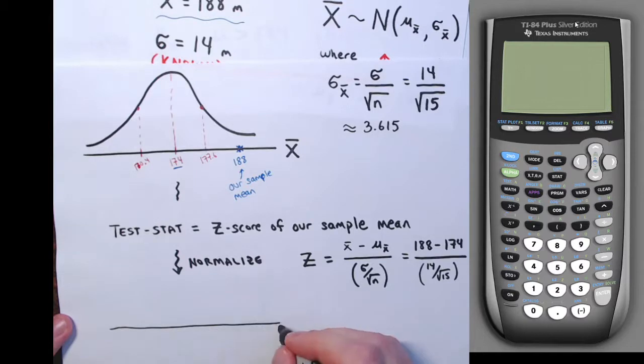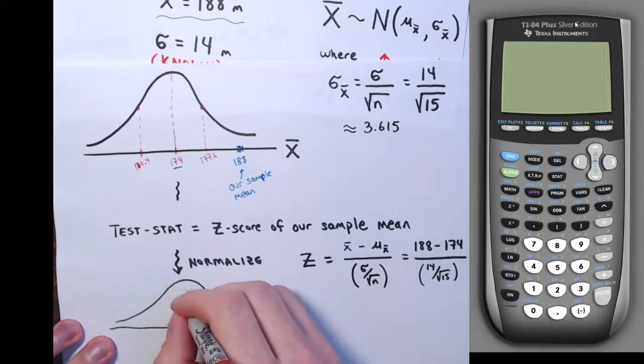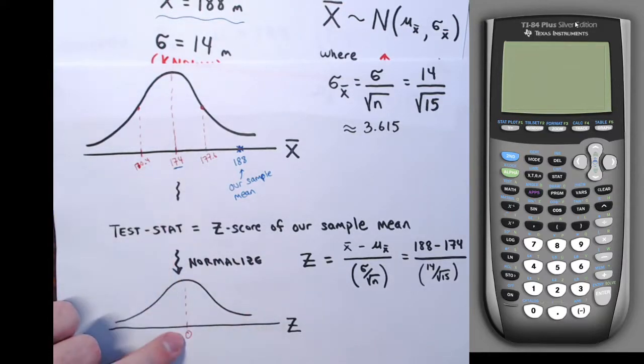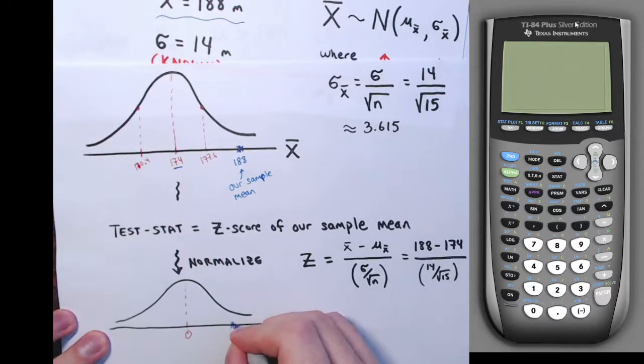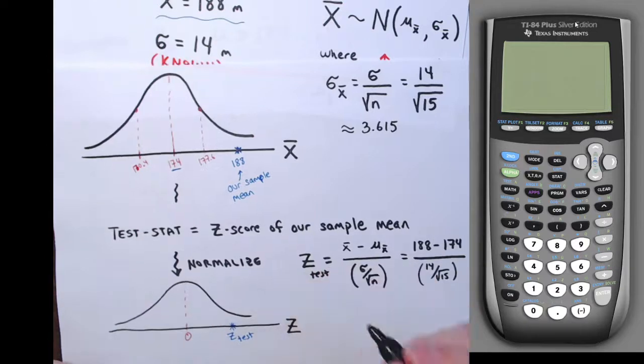And we get, in this picture, the standard normal curve. We'd be looking at z-scores, bell shape and all that, where remember, the standard normal curve underneath the peak has a value of 0, right? 174 would have a z-score of 0. And then we'd be looking for what's our z, I'll call it z-test, the test statistic.